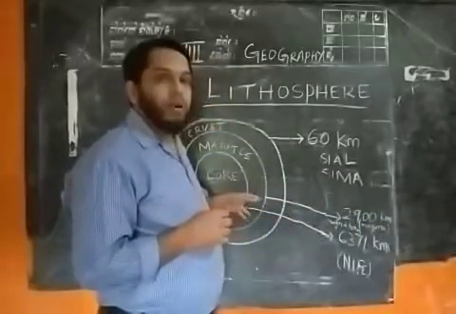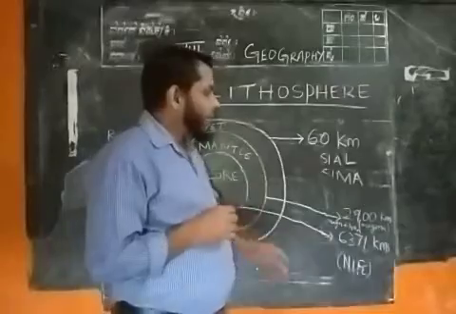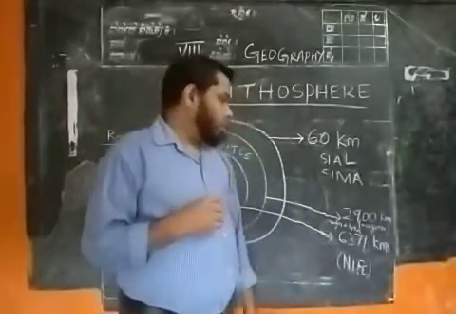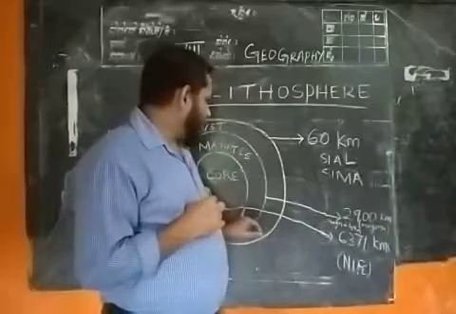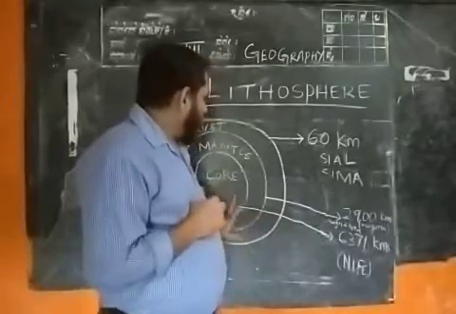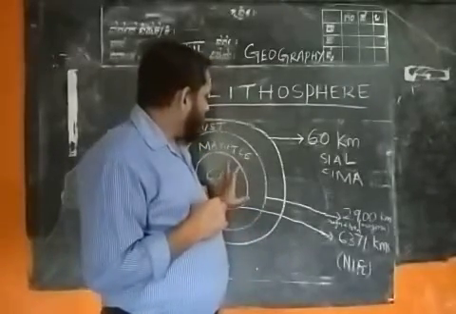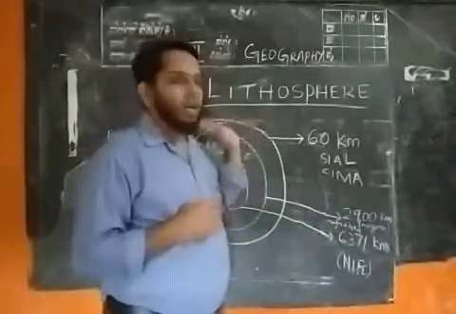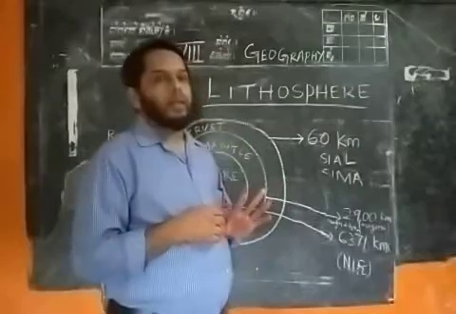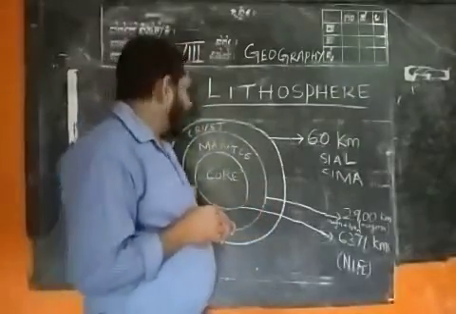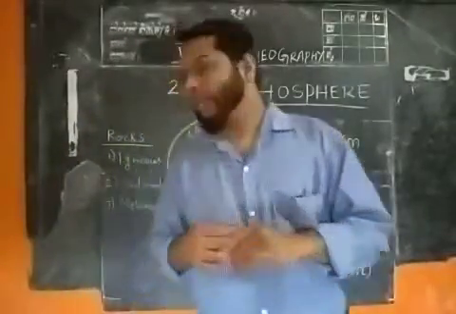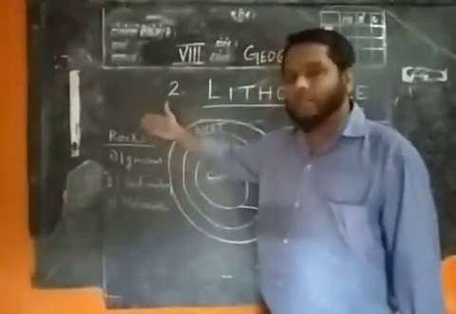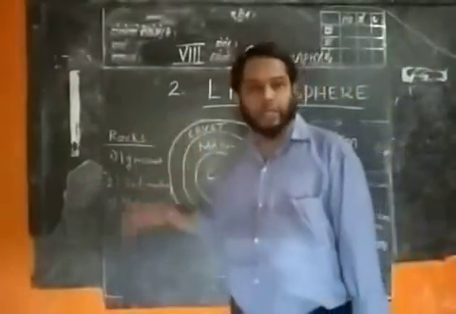Coming to the interior part, that is the core, it contains nickel and ferrum. Nickel and ferrum are minerals as well as metals. And these are the combination of our lithosphere. I hope you understood. And coming to the lithospheric part, we can see many types of rocks and mountains.